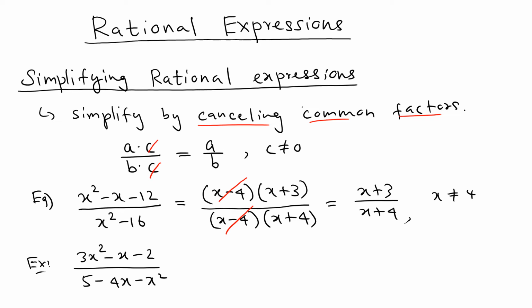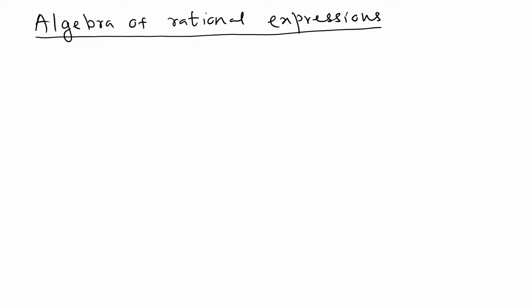So let's look at the next type. Next we can talk about the algebra of rational expressions. The first and the easiest is multiplication. So we're going to start with that. Multiplication.